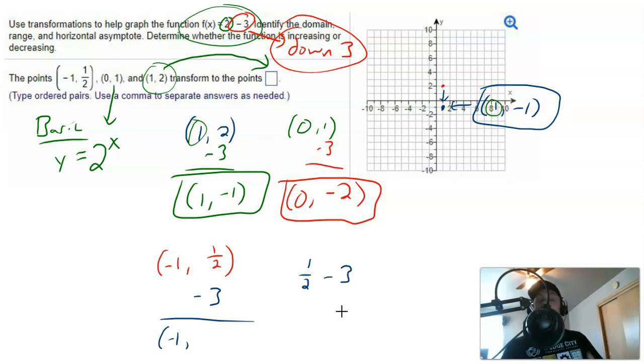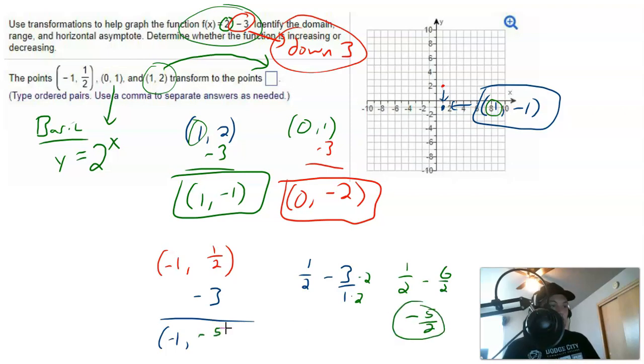So you want to subtract 3. Use a calculator or get a common denominator, right? The common denominator would be 2, so this is going to be 1/2 minus 6/2, which will be -5/2, right? So that'll be the new y-coordinate for the new graph.